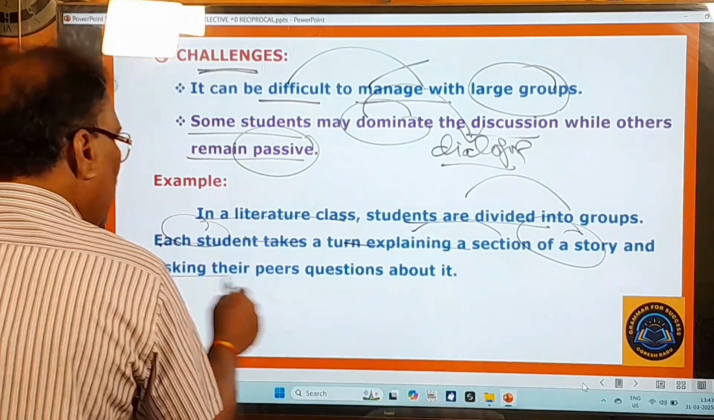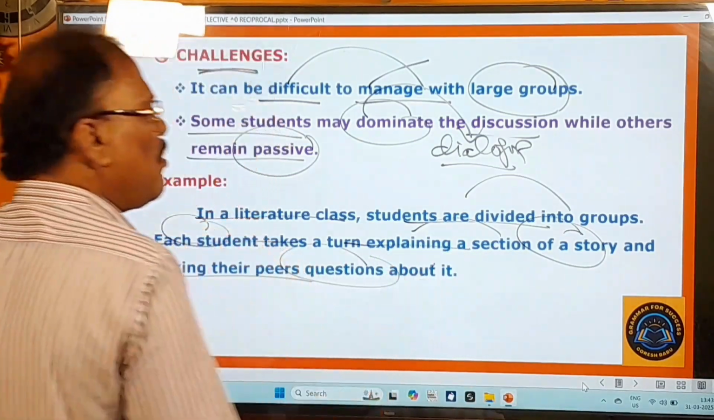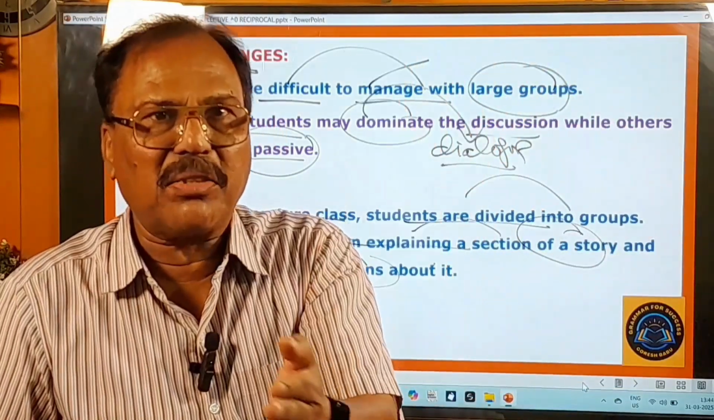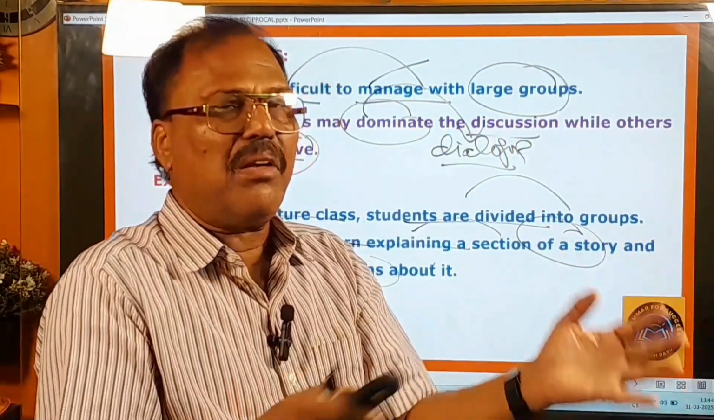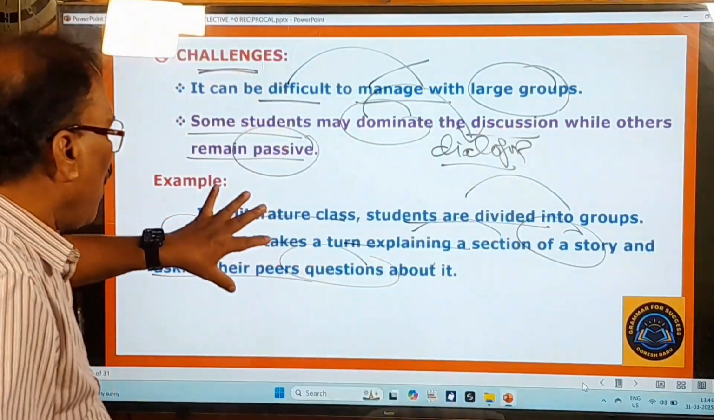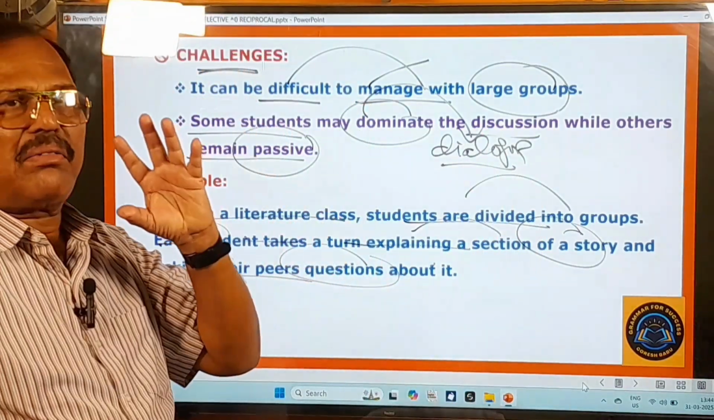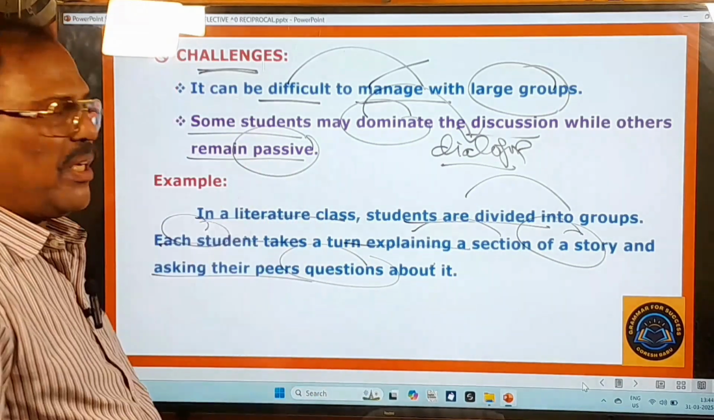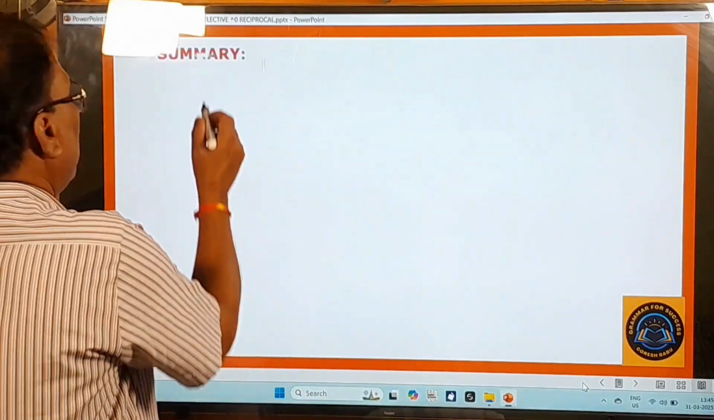And then they ask their peers questions about it. Afterwards, one group will be asking the other group some questions. In this way, they will be asking questions and getting answers from them. So this is how reciprocal teaching will take place in the classroom. So this is all about reciprocal teaching, and now the summary.